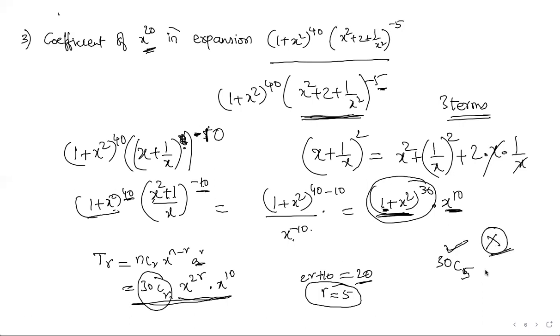Okay, so what should you do? 30C5 is equal to 30C25 also. nCr equals nC(n minus r). So 30C25 is given in the answer. The first option was something, second was something, third was something, and fourth was given as none of these.